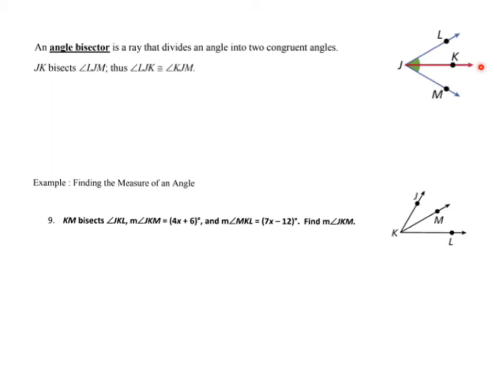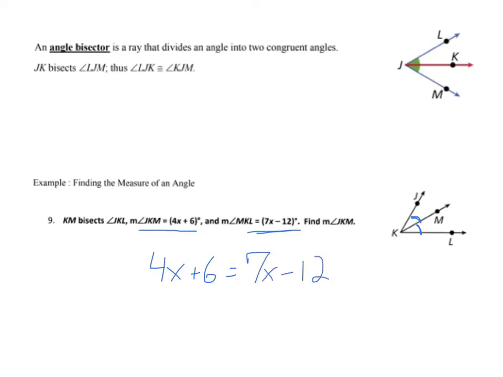So to highlight this, let's look at this example. They tell us KM bisects JKL. So before I even move on to read the rest of it, I'm going to put in my tick marks and say, all right, well, JKM and MKL are the exact same measure. They then tell us JKM equals 4x plus 6 and MKL equals 7x minus 12. Well, if I know those are the exact same measure, I can immediately say, well, I know 4x plus 6, which is the expression that represents JKM, has to be equal to the expression that represents MKL, 7x minus 12.